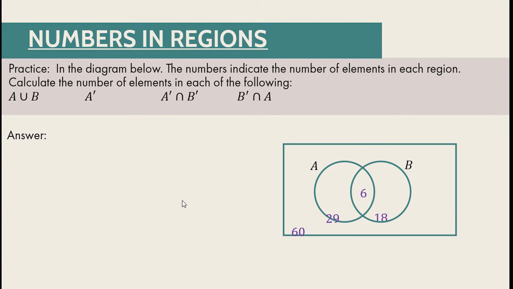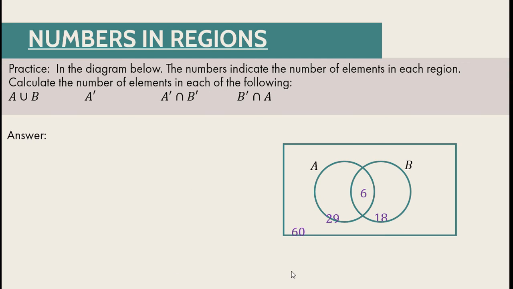Okay, let's have some practice. In the diagram below, the numbers indicate the number of elements in each region. Calculate the number of elements in each of the following: the union of A and B, or the elements in either A or B; the A prime, the complement of A; the A prime intersect B prime; the B prime intersect A.